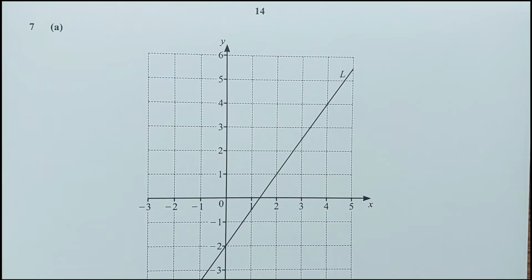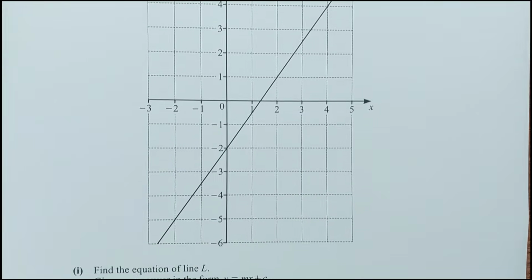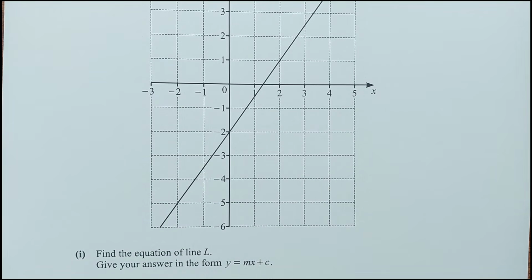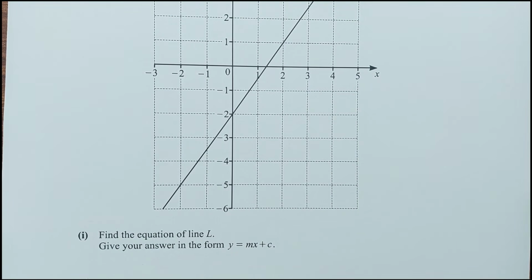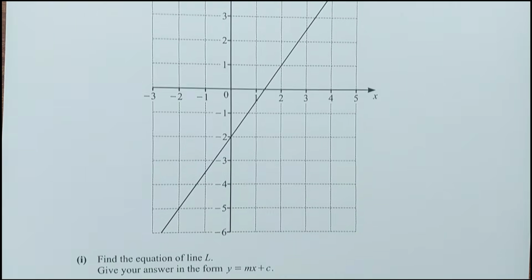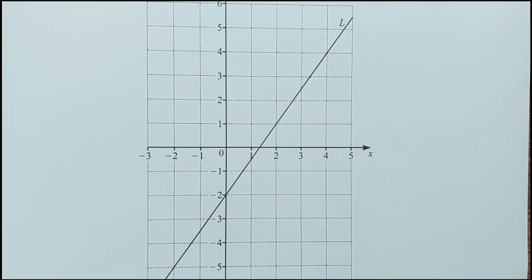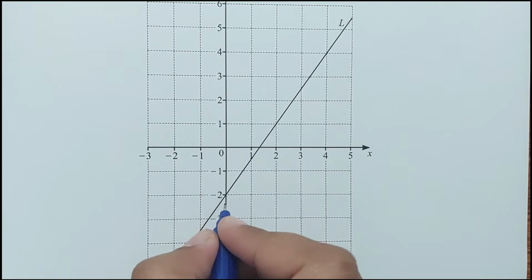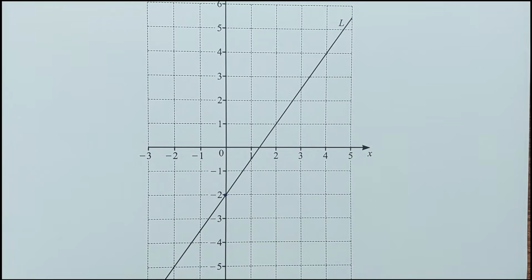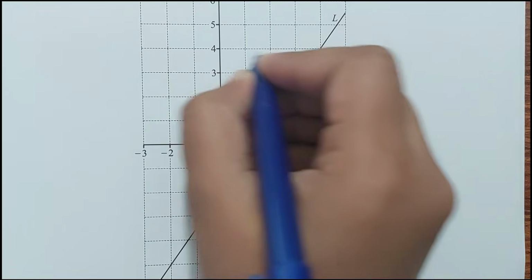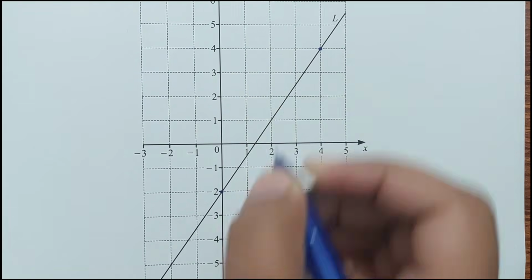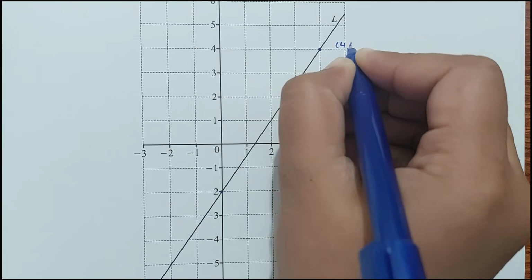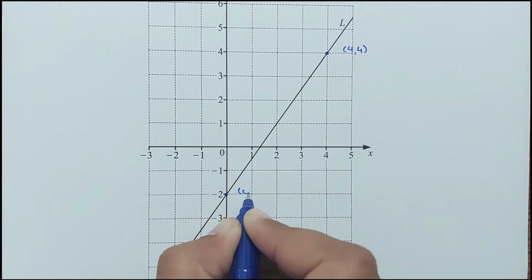Question number 7, part A. Number 1, find the equation of line L. Give your answer in the form y equals mx plus c. Equation of line L, right? So the y-intercept is -2, and we have a point 4, 4. This point is 4, 4, and this point is 0, -2.